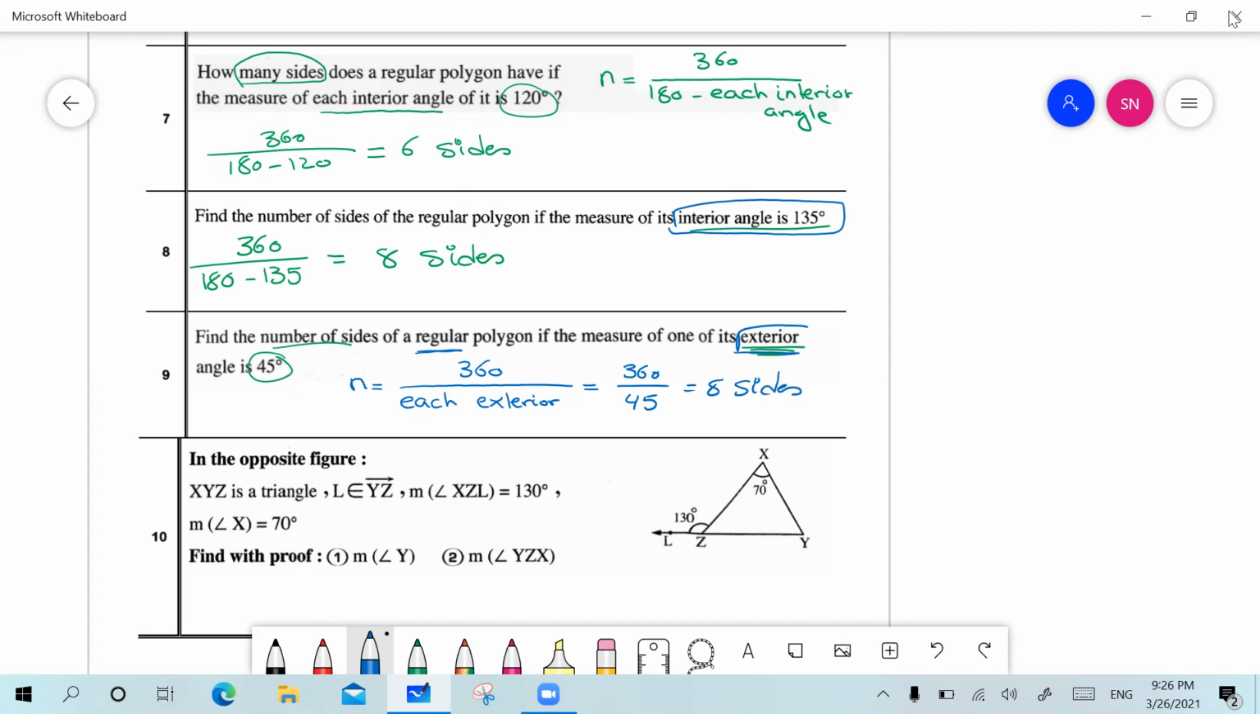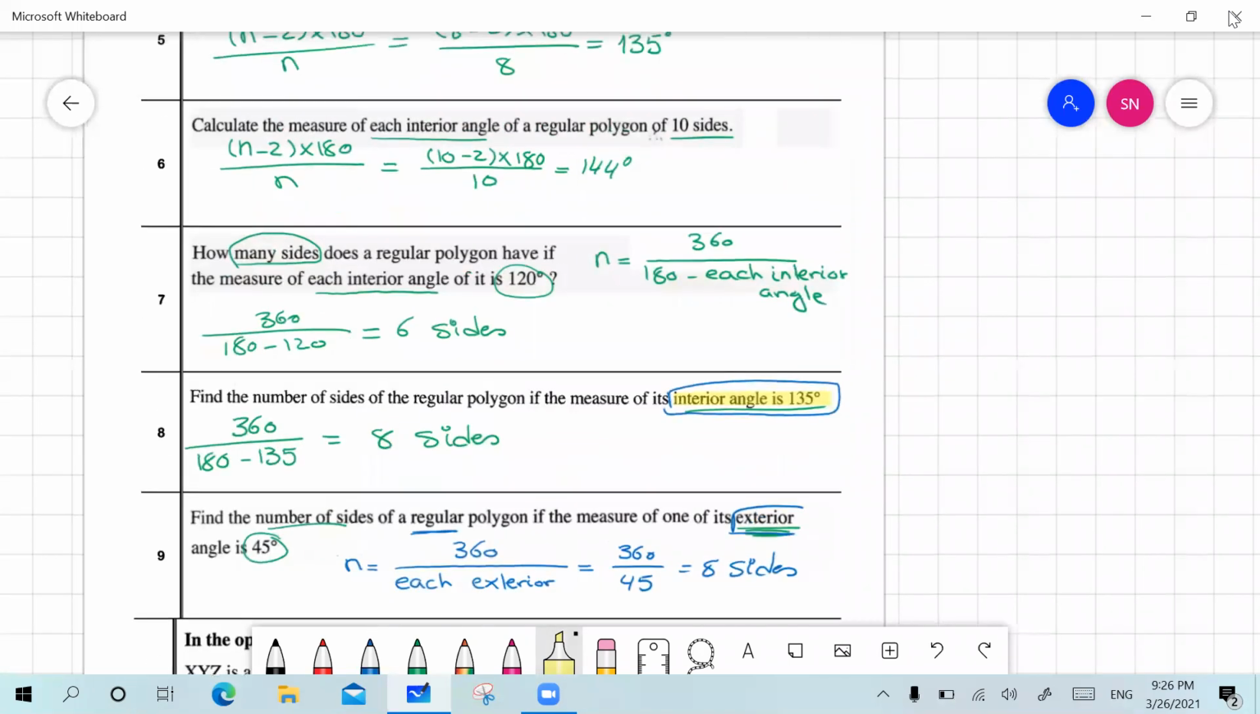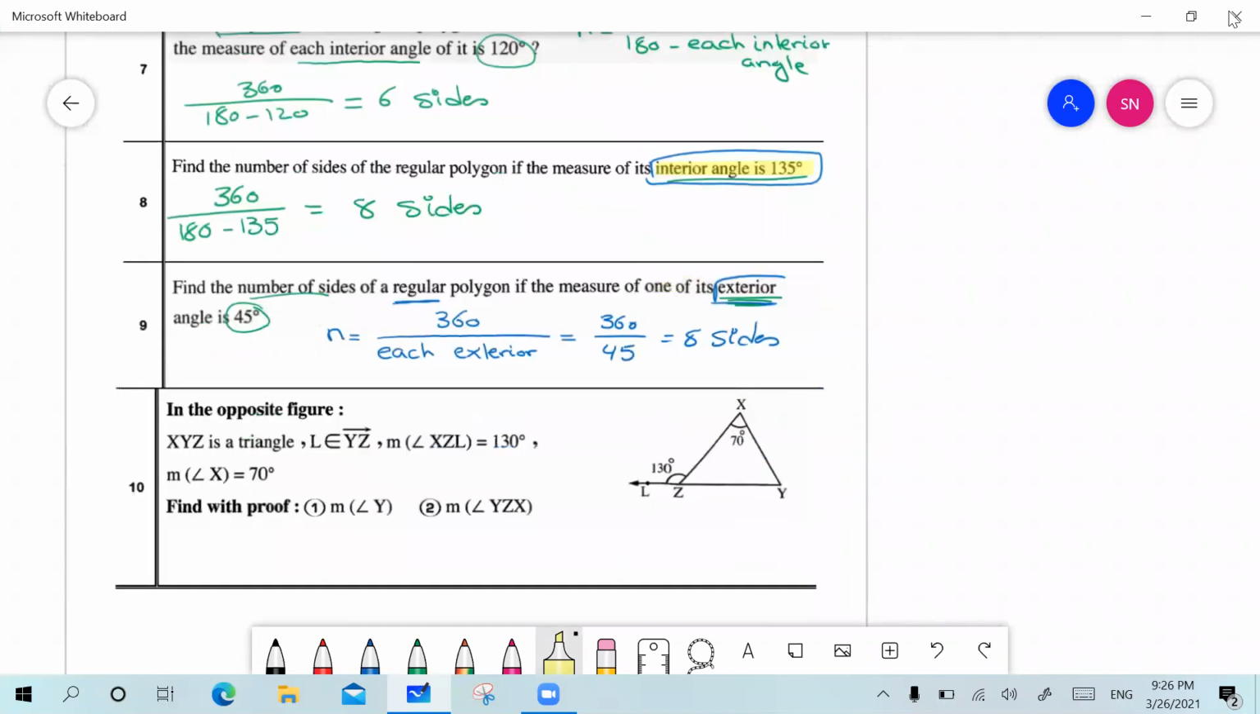Okay, but when do we do 360 over 180 minus each? When he gives me the measure of one interior angle, like here. I'm sorry, 360 over 180 minus each. What you mean is sum plus 360 divided by 180.